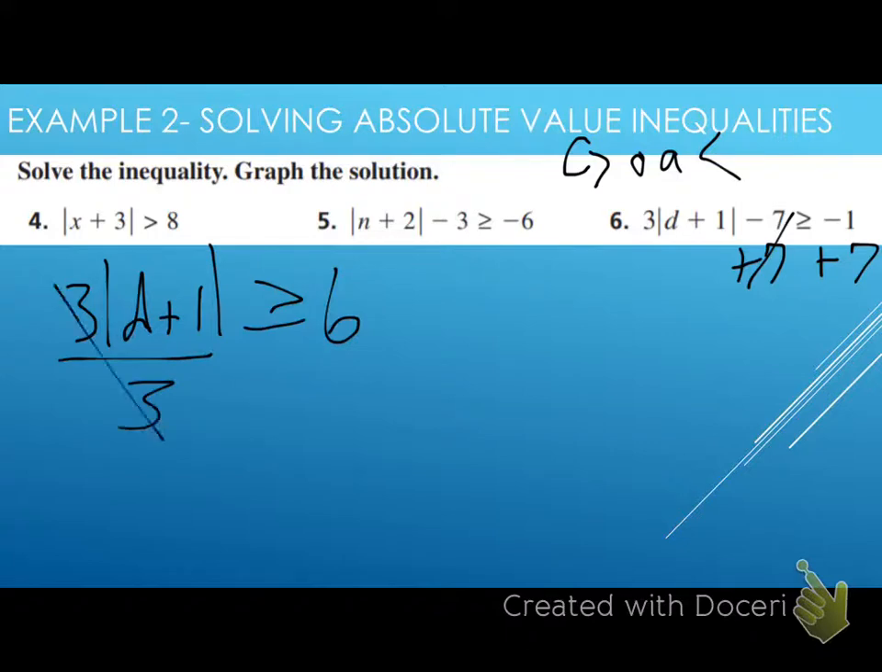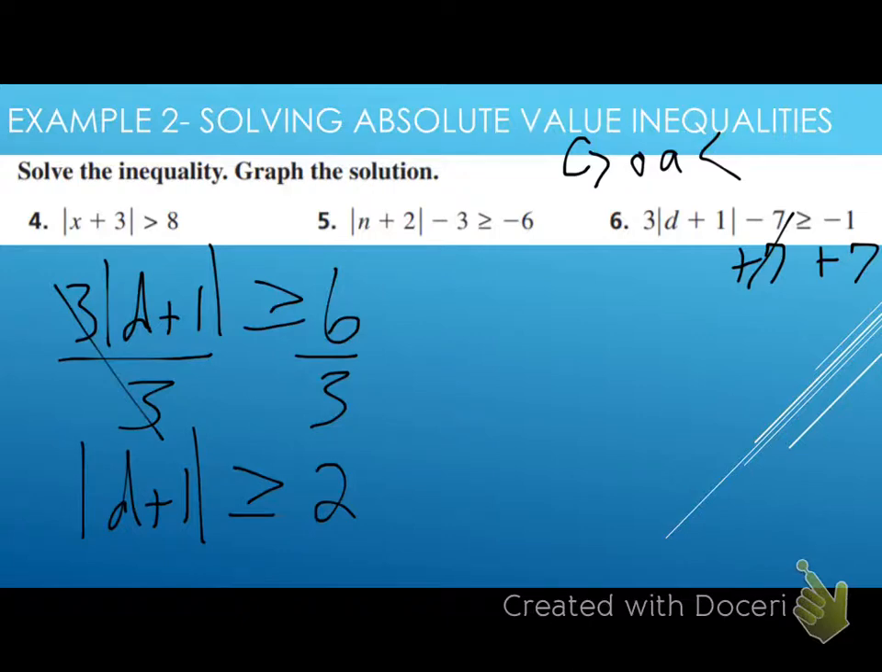Absolute value of d plus 1 greater than or equal to, what's 6 divided by 3? 2. Is my symbol correct here? Yep, it stayed the same because I did not multiply or divide both sides by a negative. Is my absolute value now by itself? Yes. Now I need to check my C value. Is my C value greater than 0? Yes. So can I go ahead and set up 2 inequalities?